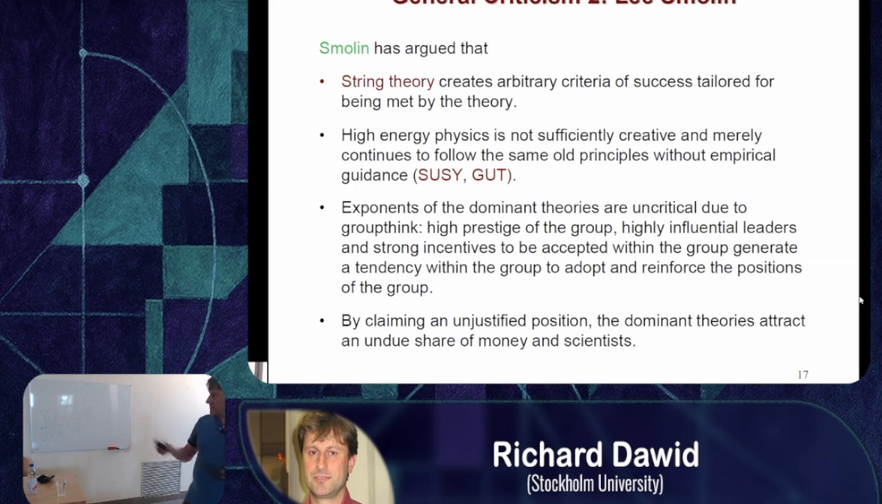So the mechanism is that there is a high prestige group and highly influential leaders and strong incentives to be accepted within the group. For example, because if you're part of the group and you submit a research program along the lines that is favored by the group, you have chances to get the money. And you have also better chances to get positions.